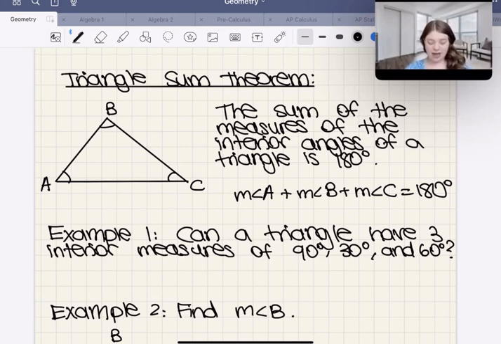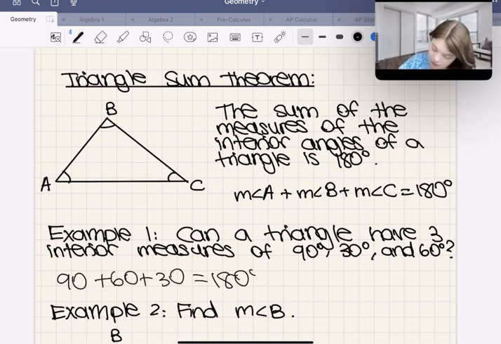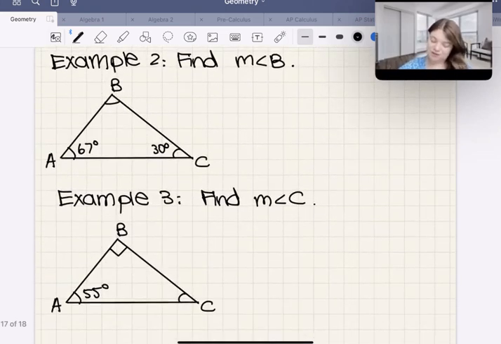Example 1 asks, can a triangle have three interior measures of 90, 30, and 60 degrees? Well, let's see. If those three measures add up to 180, then yes. If they add up to any other number, then the answer is no. Now, luckily, 90 plus 60 plus 30 does equal 180 degrees. So therefore, the answer is yes, it is possible for a triangle to have 90, 30, and 60 as the numbers of degrees.